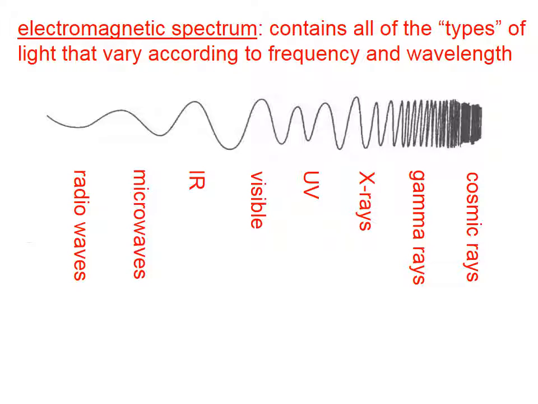The electromagnetic spectrum contains all of the types of light that vary according to frequency and wavelength. So I've represented here many of the different types of light. Radio waves, which have very long wavelengths, and cosmic rays at the other end of the spectrum, which have very short wavelengths. The differences in the lengths of these wavelengths is much greater than I'm able to show in this picture. I'm just trying to give you a flavor for the idea that radio waves have long wavelengths, and at the right end of this picture, very, very short wavelengths.